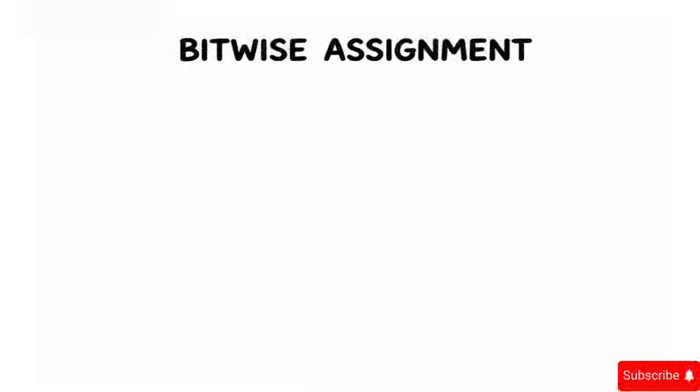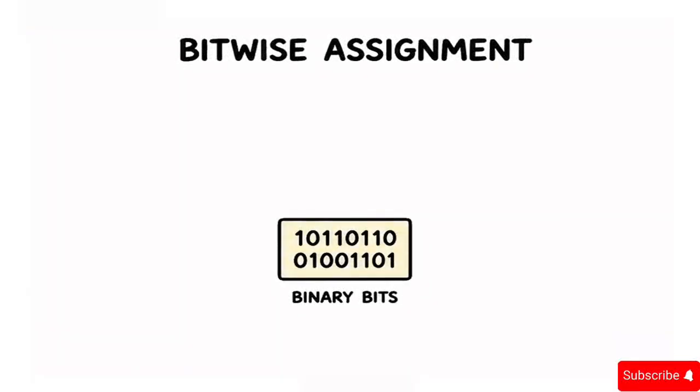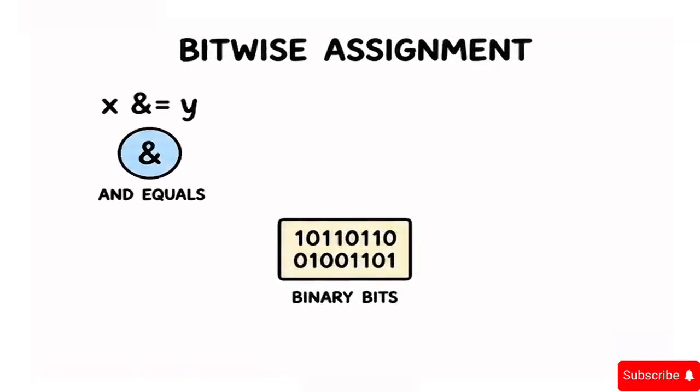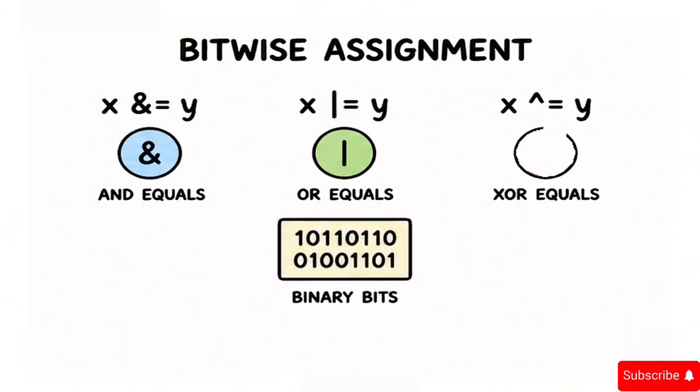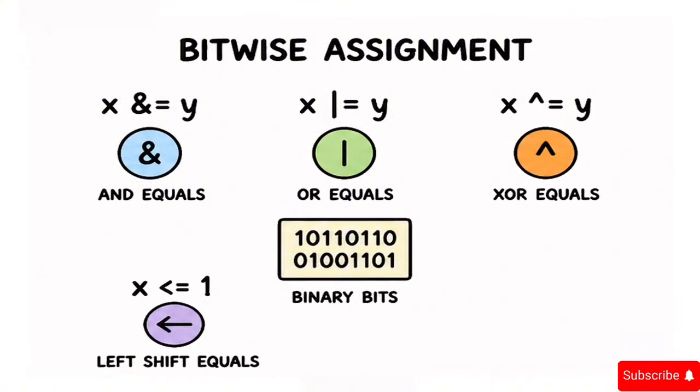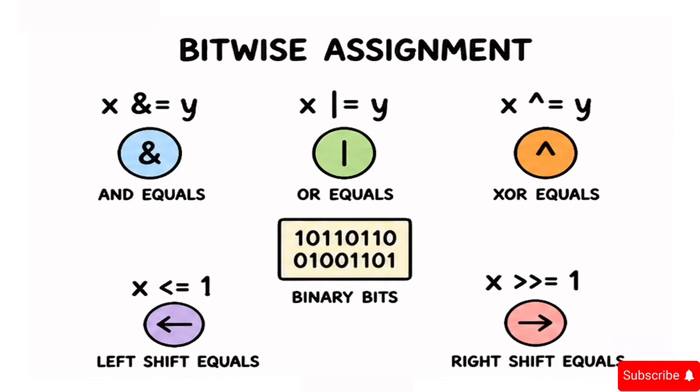Bitwise assignment operators work on the binary bits of a variable. And equals, or equals, and XOR equals combine bits. Left shift equals and right shift equals move the bits sideways.